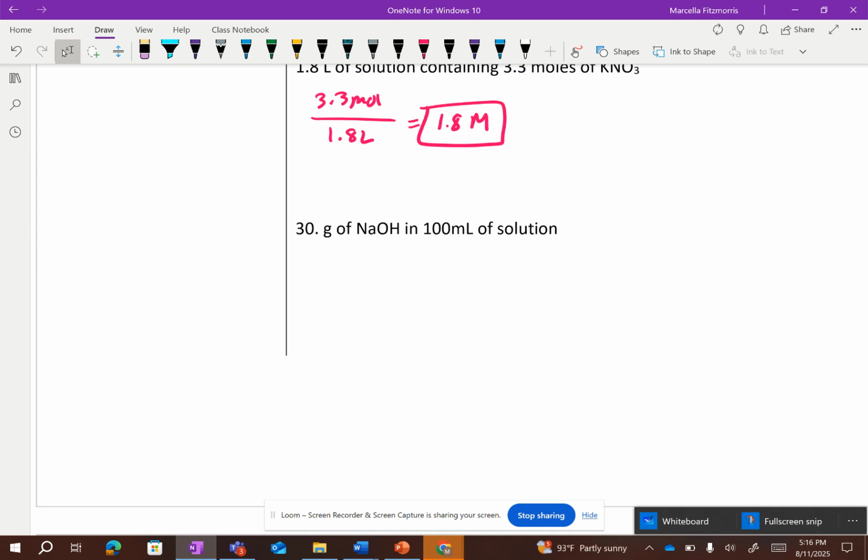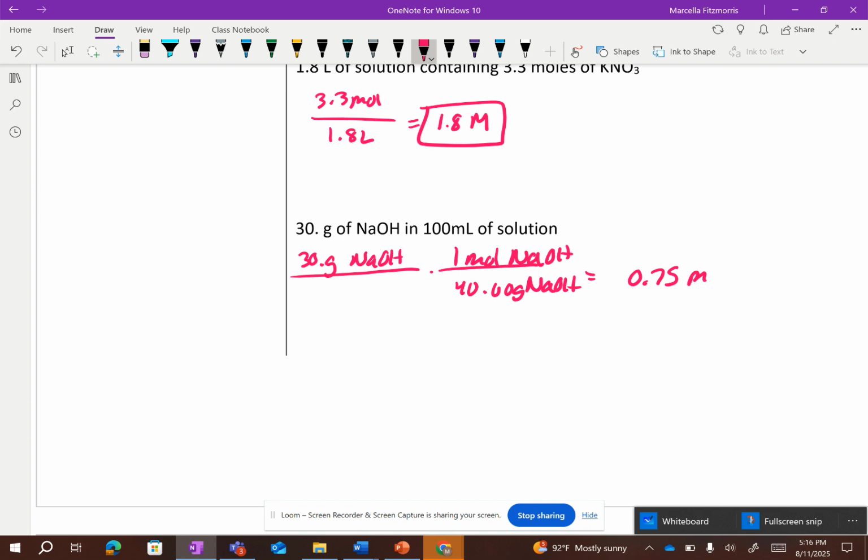All right. Down here, we don't have moles. So we have to take this 30 grams of NH3 and convert it to moles first by dividing by the molar mass. And we find we have 0.75 moles of this NaOH.